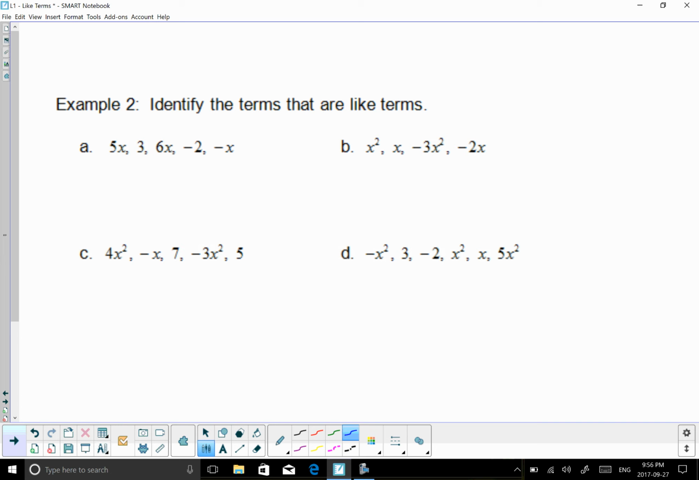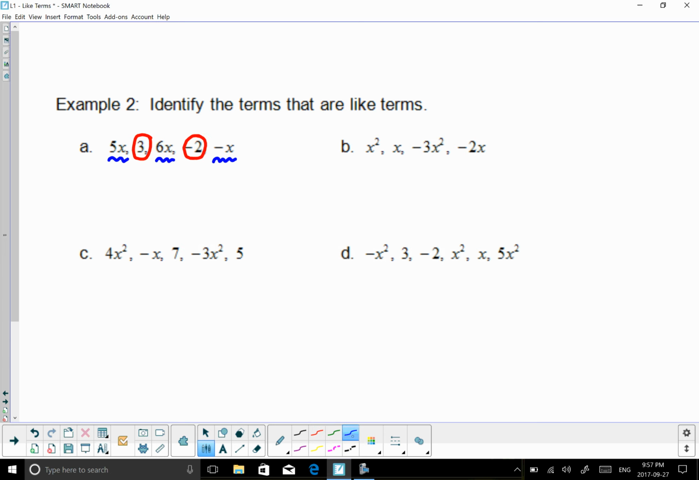Okay, so example 2 says identify the terms that are like terms. So I'm going to look at A, and 5x is not the same as 3. There's no x there. This one has simply an x, so that's the same. And this one has an x as well, so that's the same. So those are alike. And then these two would be alike. 3 and -2. Okay, so we have two groups.